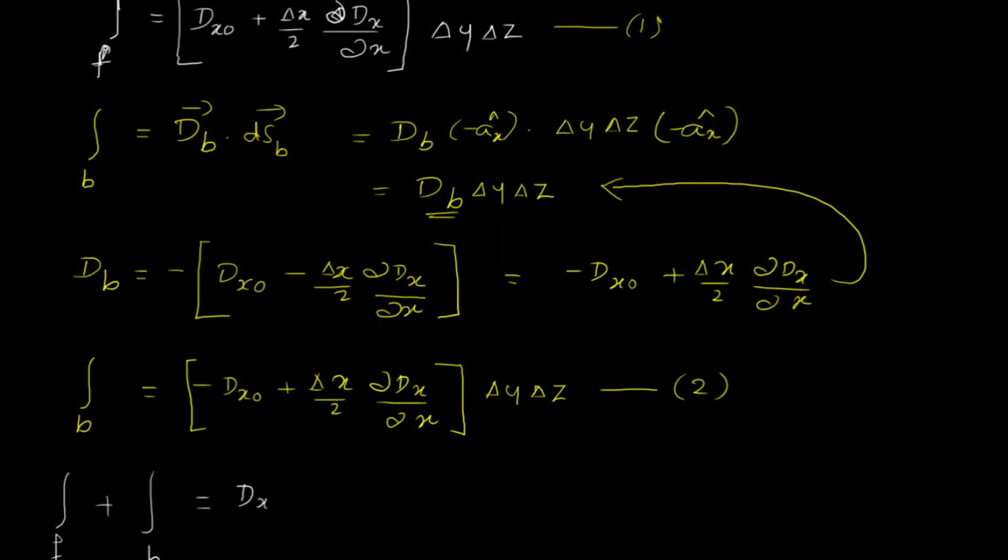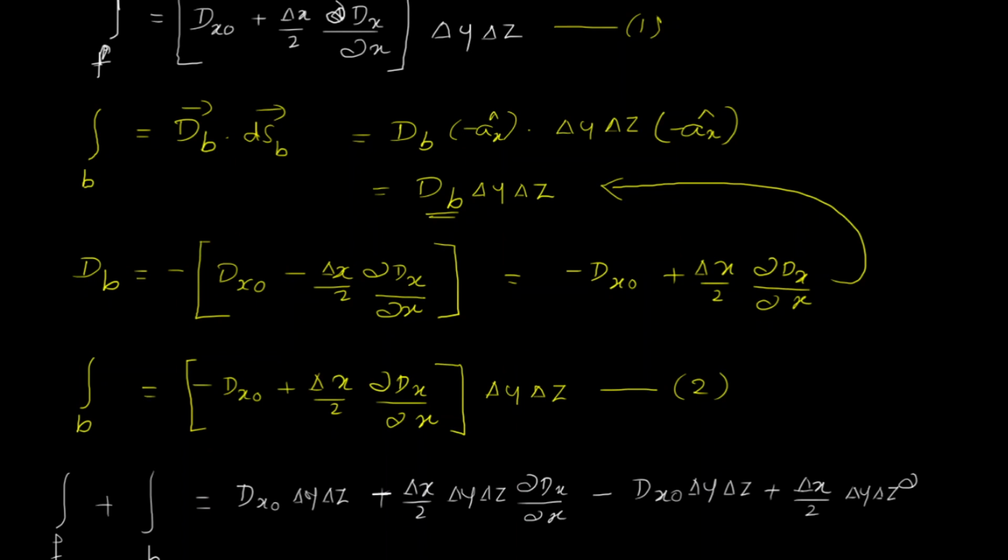I can reduce one step. Okay, dx naught delta y delta z plus delta x by 2 delta y delta z partial dx by partial x, plus my second equation. So the plus of minus becomes minus dx naught delta y delta z plus delta x by 2 delta y delta z partial dx by partial x. Hope this is very clear. I just added equation number 1 and equation number 2 so that I can evaluate this.